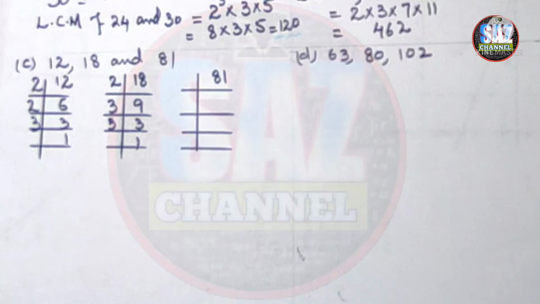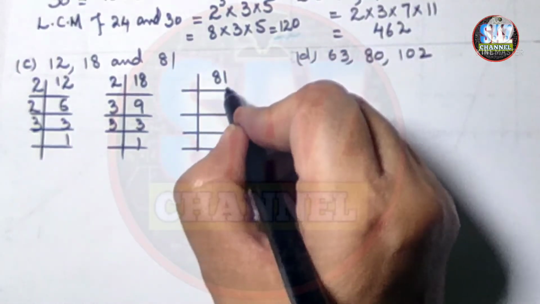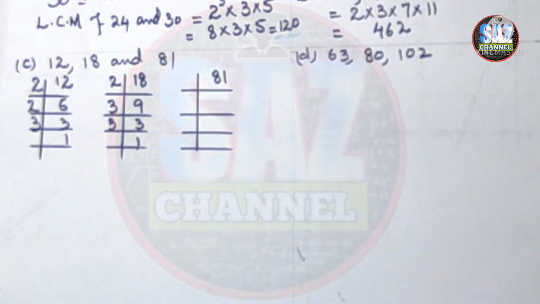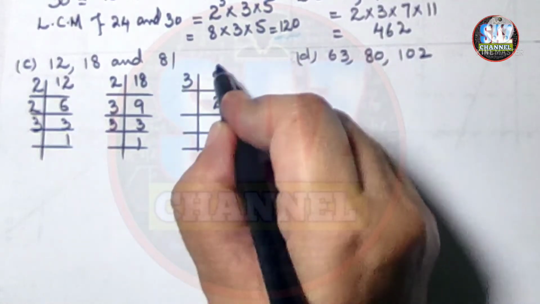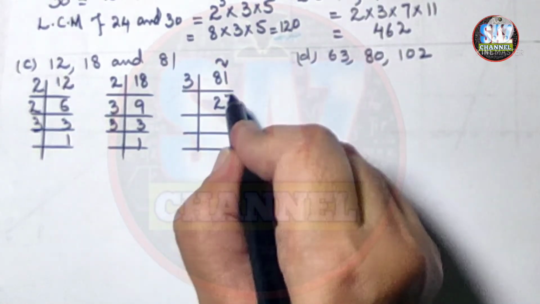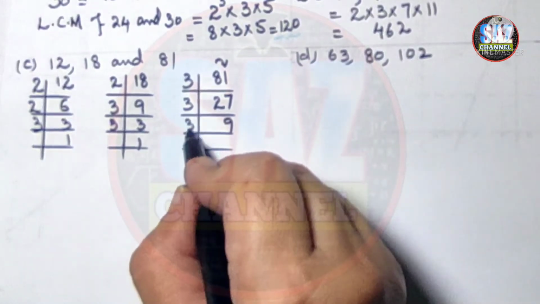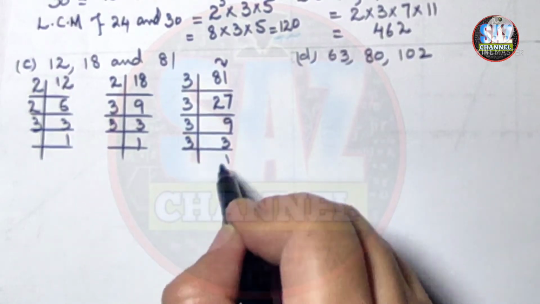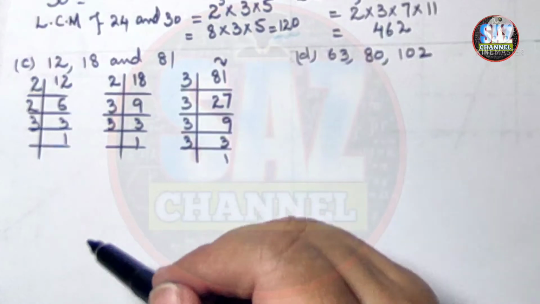Okay, so we cannot go for table of 2. 8 plus 1 is 9. The sum of the digits is divisible by 3, so the whole number will be divisible by 3. 3 2s are 6. We are left with 2, and 3 7s are 21. And this is 3 9s are 27, and 3 3s are 9, and again 3 1s are 3. 3 3s are 9, 3 9s are 27, 3 27s are 81.